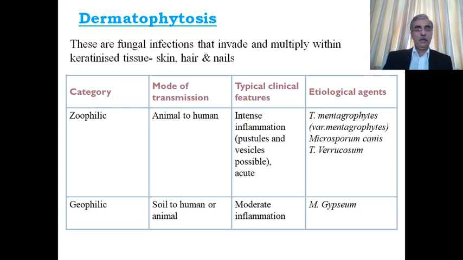Then geophilic, when the fungal elements come from soil to humans or animals. And here also the lesions are inflammatory, but the inflammation is moderate. It is not very intense or minimal, it is moderate. And the causative fungus is Microsporum gypseum.